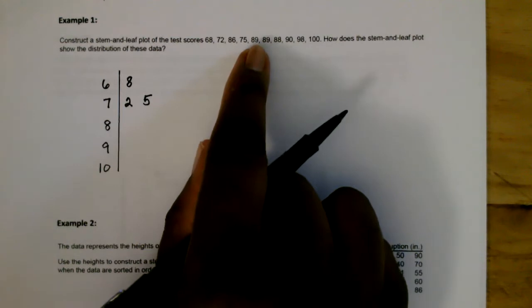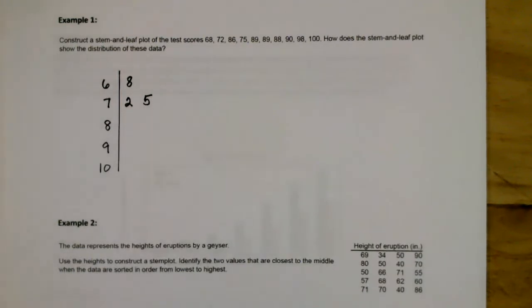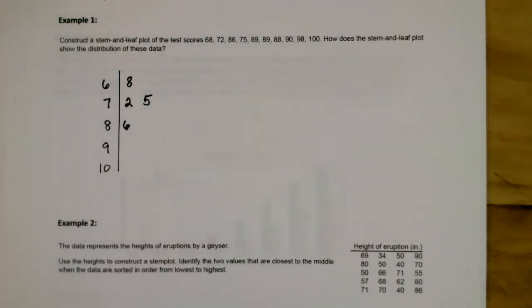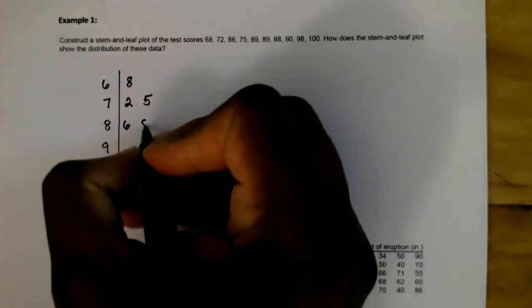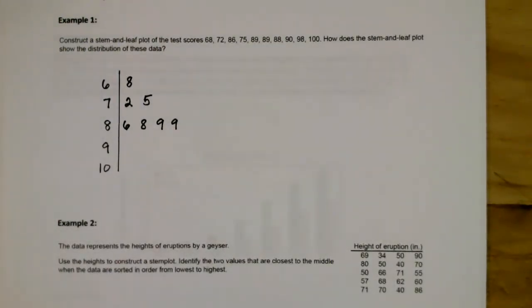Well, looking at this, I got 89, 89, 88, and 86. Okay, so the smallest is 86, so that 6 would be your leaf for the stem of 8. And then the next highest is 88. And I have 2 data values, 89. So I need to write that leaf twice. That's the 9 and the 9. Because I have to account for each and every single data value. So that's why I wrote that 9 twice as my leaf.